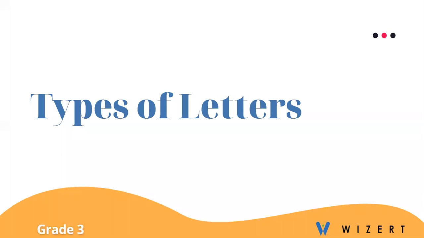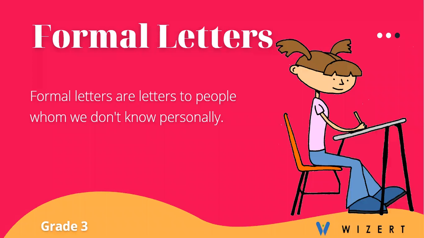Types of letters. Majorly, there are two types of letters. Let us discuss them one by one. The first one is formal letters. Formal letters are letters to people whom we don't know personally, or even if you know them personally, you share a very formal relationship with them. For example, if you're writing a letter to the principal of your school or the editor of a newspaper, that will be considered a formal letter.